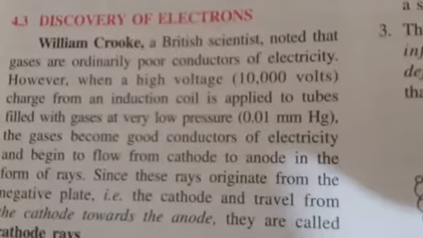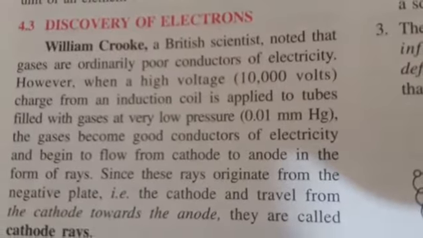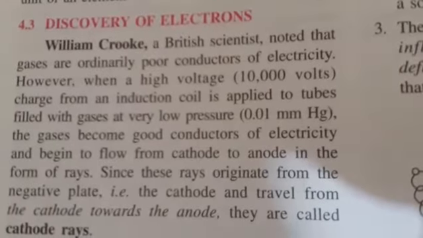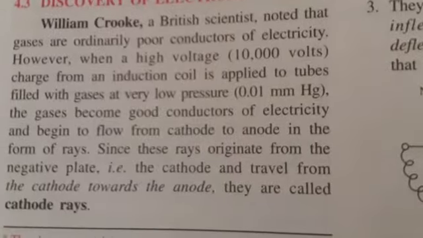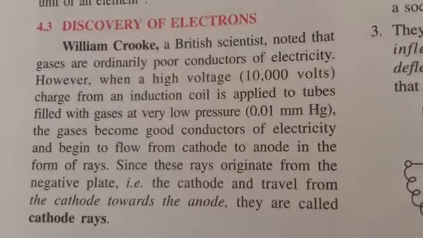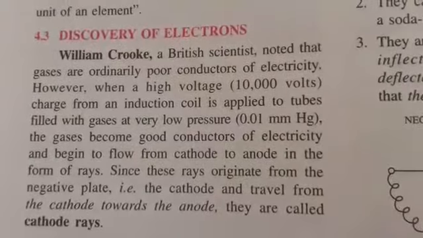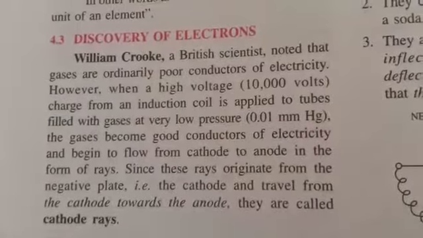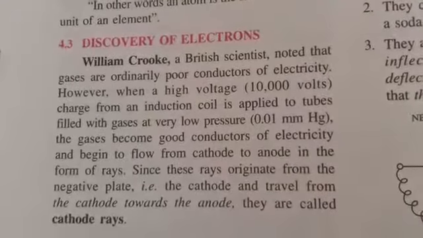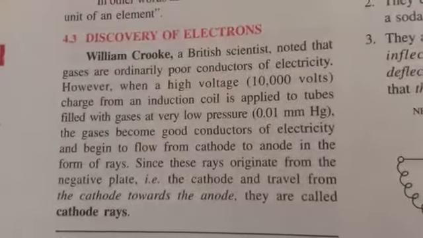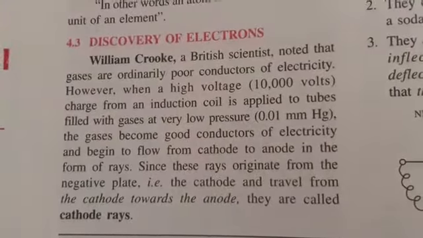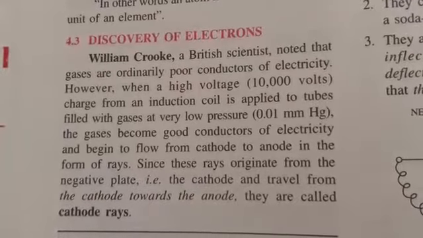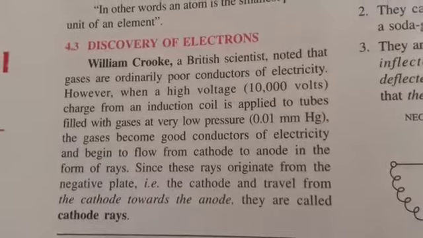The experimental setup was established by William Crookes, a British scientist. He noted that gases are ordinarily poor conductors of electricity. However, when a high voltage, somewhere around 10,000 volts, from an induction coil is applied to tubes filled with gases at very low pressure, that is 0.01 mm Hg, the gases become good conductors of electricity and begin to flow from cathode to anode in the form of rays. Since these rays originate from the negative plate, the cathode, and travel towards the anode, they are called cathode rays.